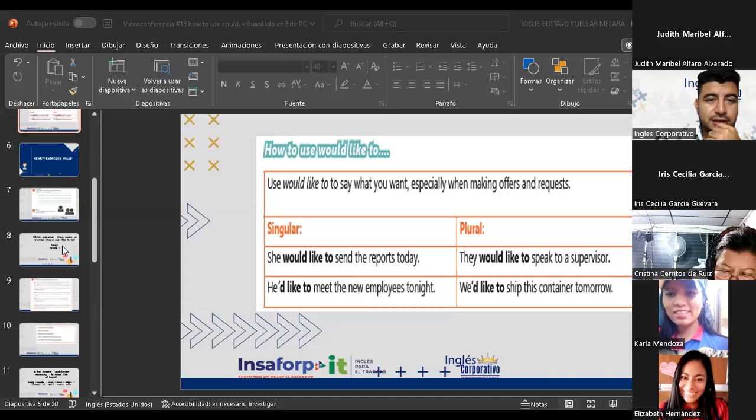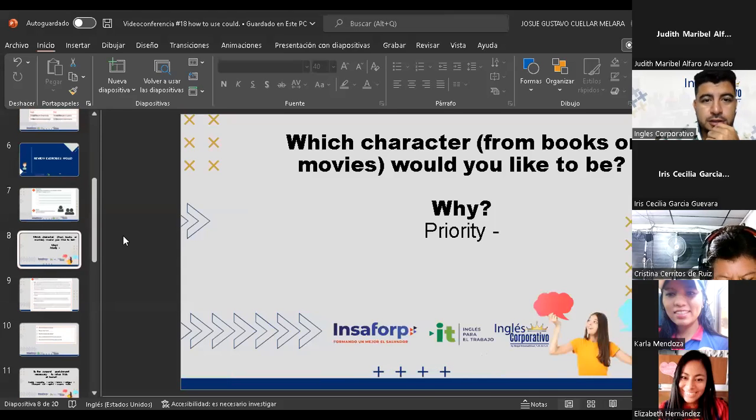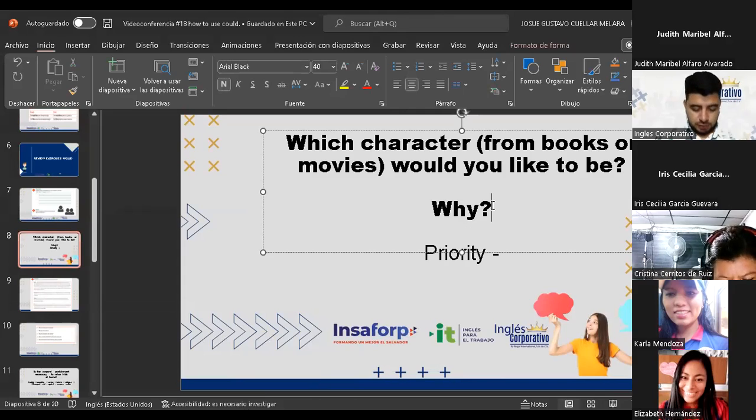Okay, so now that we have this, now let's move with this: which character from books or movies would you like to be? What about if we listen in this case to Roberto and then Patty? Okay, Roberto. Pero eso ya estuvo. Ah, no, es cierto. No te lo noté. Jason Statham, me dijiste, ¿verdad? Yeah. Algo así. Ok, sí. Patty and Fabricio.